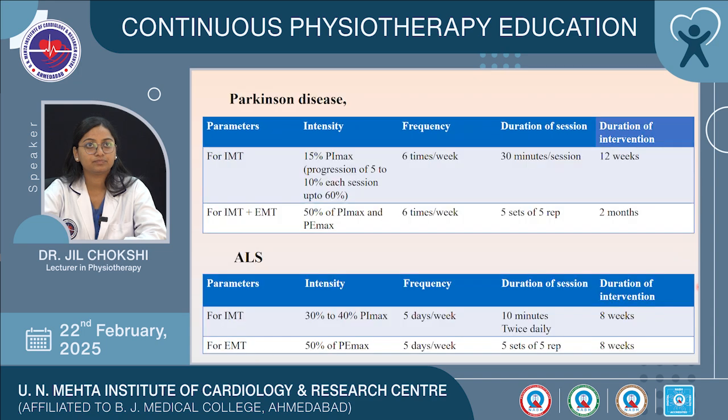For Parkinson's disease, inspiratory muscle training is performed at 15% of PI max, with progression of 5 to 10% at each session up to 60%. Frequency should be 6 times per week, with each session lasting 30 minutes. So the overall duration of the intervention is 12 weeks.